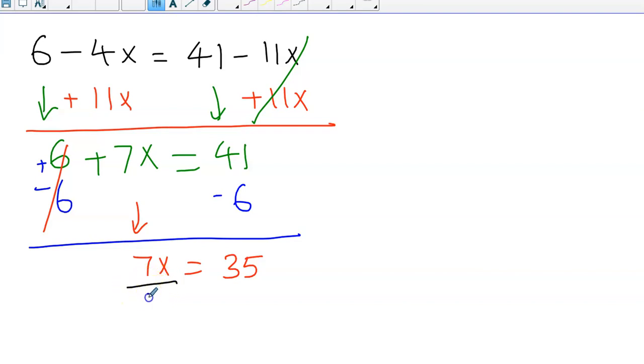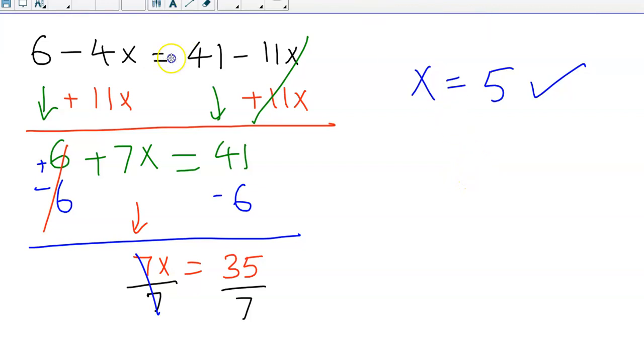Then this 7 I don't want here beside x. 7 times x, so I'll have to divide. Opposite of multiplication, again it is division. As I divided the left hand side by 7, I have to divide the right hand side also by 7. So this 7 and 7 cancel. So you got x is equal to 35 divided by 7 is how much? 5. Yes. x is equal to 5 is your answer.